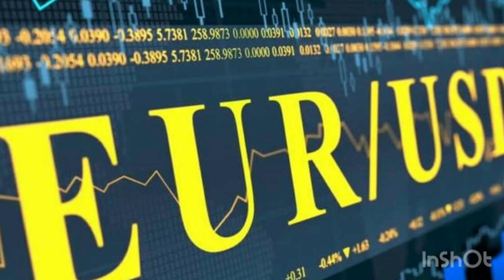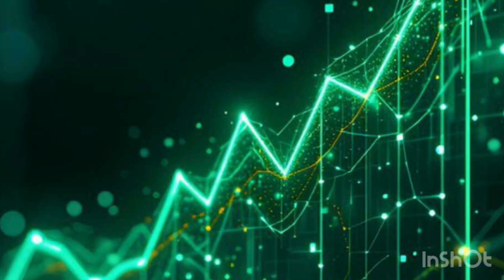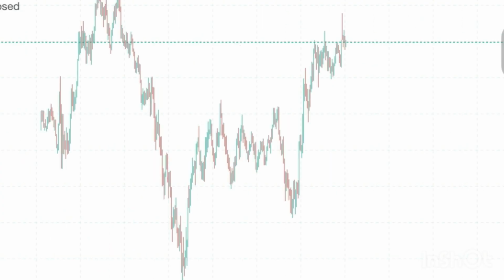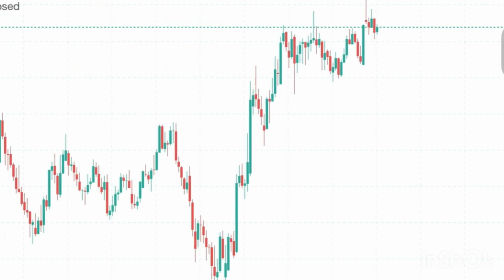This week on Euro to US dollar, many traders will get trapped. Not because they don't know how to trade, but because they will react too fast. They will see price break a key level. They will feel the momentum. They will enter with confidence. And minutes later, they will watch the market reverse.